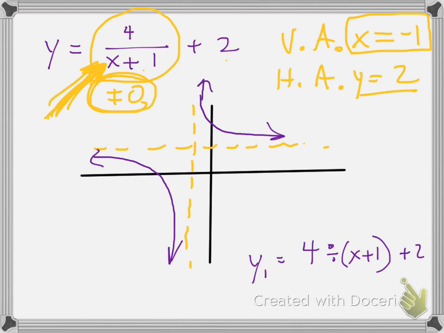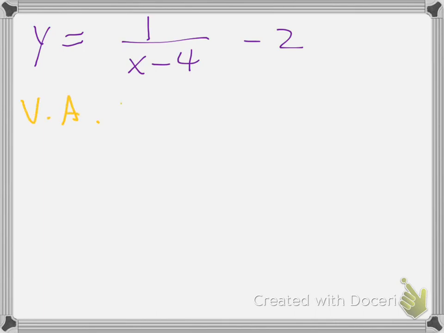All right, now let's leave the calculators and go to an expression like this. Next example, y equals 1 over x minus 4 minus 2. What's the vertical asymptote going to be? Vertical asymptote is x equals 4, because that's the value that really messes things up. What's the horizontal asymptote going to be? Negative 2. Y equals negative 2 is the horizontal asymptote.